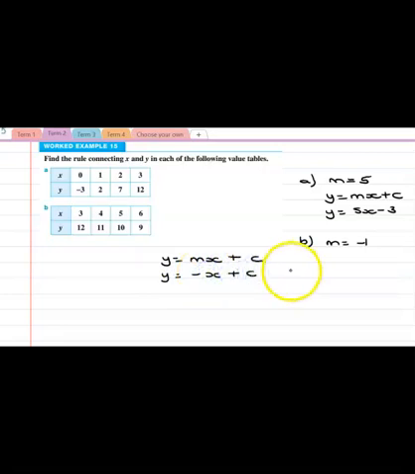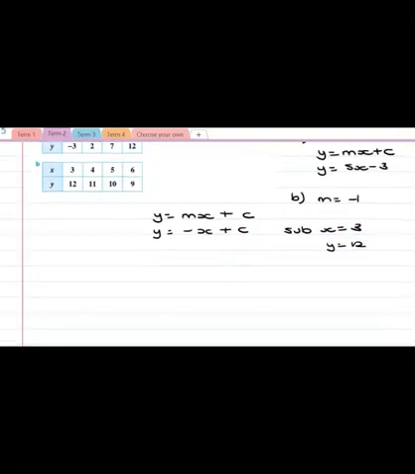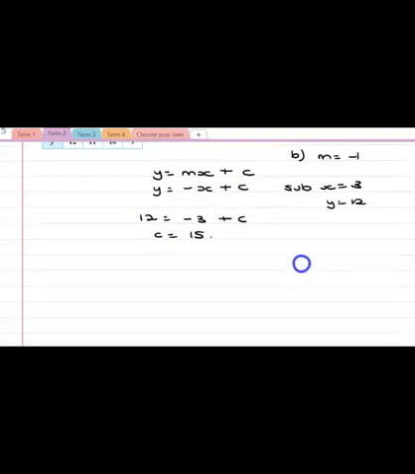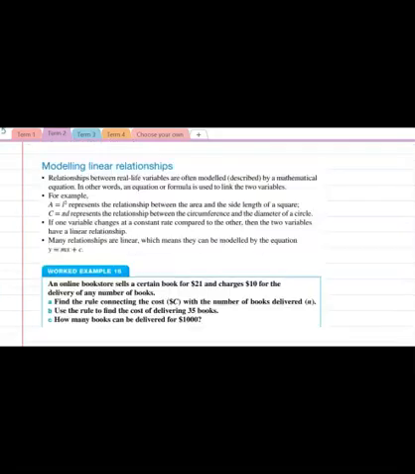So what we need to do is substitute in one of the coordinates. I'm going to use the first one. When x is 3, y is 12. So let's substitute that into the rule and go through and solve to see if we can find the value of c. Adding 3 to both sides, the y-intercept is 15, so our rule is y equals negative x plus 15.